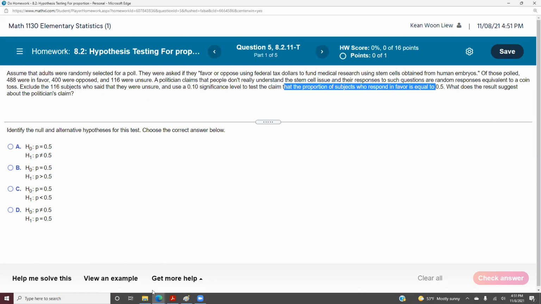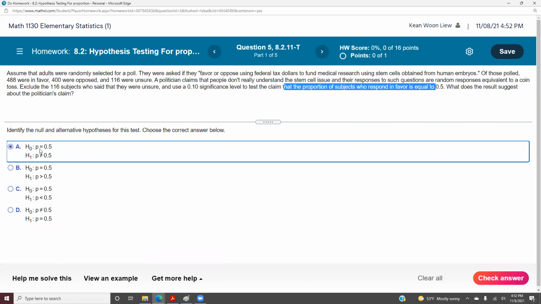So how do you write your null and your alternative hypothesis? Is that A, B, C, or D? A. Okay, that'll be A. Don't forget, your null hypothesis is always equal to, and since your claim statement says it's equal to, you are testing for not equal to. You guys all right?